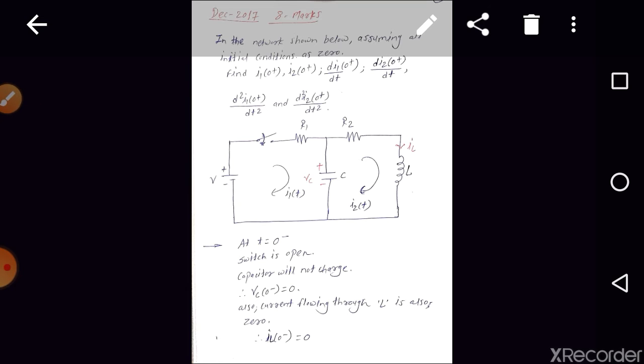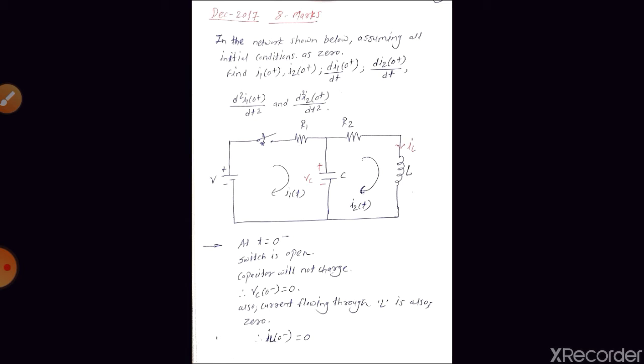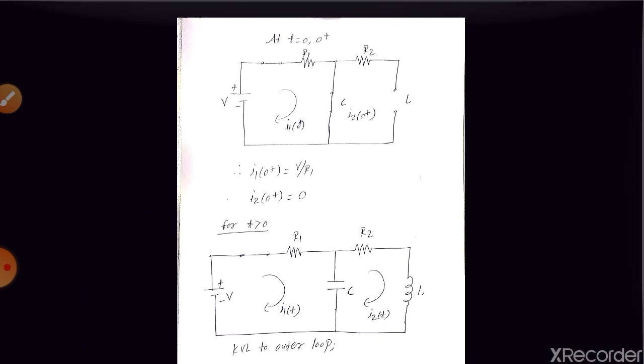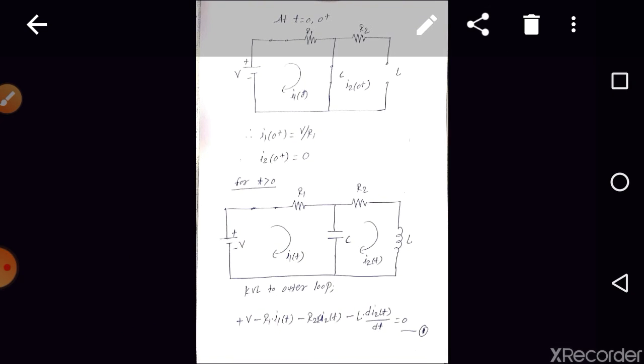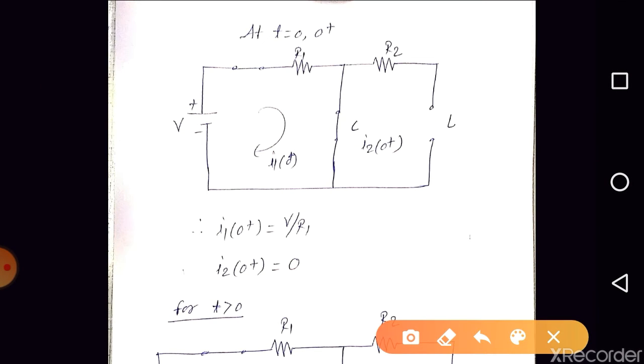Why are we finding the current flowing through the inductor and the voltage across the capacitor? Because the inductor opposes the change in the current and the capacitor opposes the change in the voltage, which means we are actually calculating the initial condition for the capacitor and the initial condition for the inductor. Next, at t equal to 0 and 0 plus, the capacitor will act as a short circuit because Vc of 0 minus is 0. So the capacitor will act as a short circuit at t equal to 0. The switch is closed but the capacitor will act as a short circuit in order to maintain the same voltage. At t equal to 0 minus, what is the inductor current? It was 0, right?